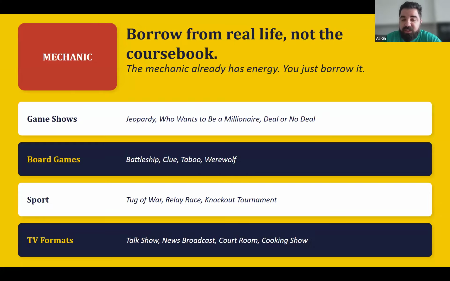Board games: Battleship, Clue, Taboo, Werewolf. So many board games are out there that you don't need to bring the entire board game to the class. You just need to take the mechanic of the board game and bring it to a lesson. The same goes for sports. I mean, we're in Kazakhstan. Tug of war is a sport that a lot of Kazakhs like, and it will be nice. So yeah, mechanics are something we borrow.